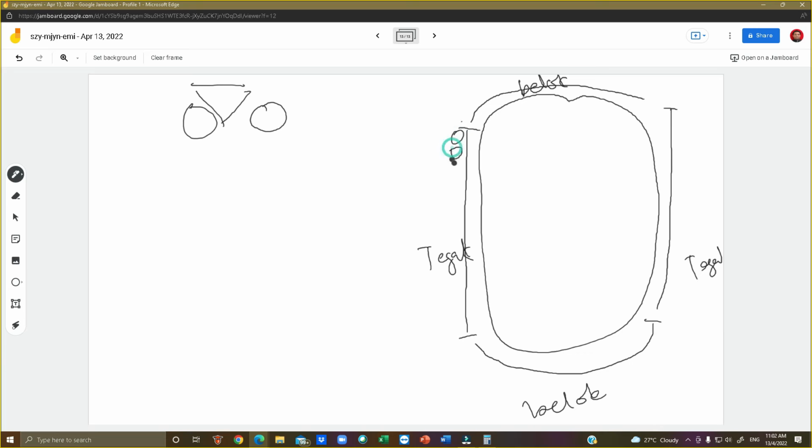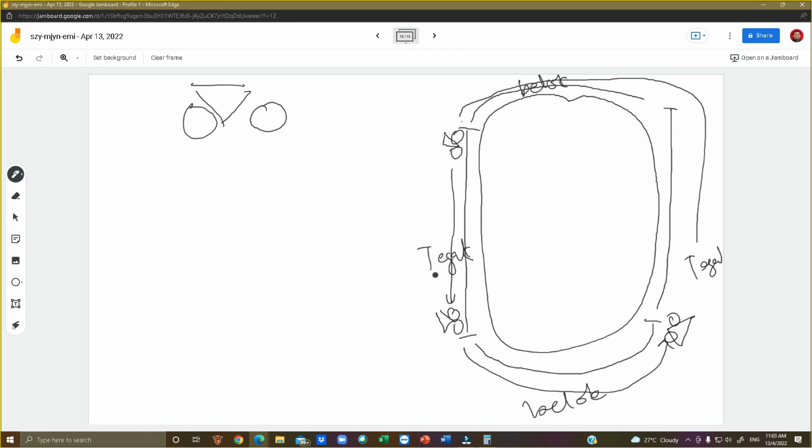Daripada sini basikal, dia bergerak di sini. Daripada sini basikal, dia bergerak pergi sini. Is it linear or angular? Does this bike move linearly or angularly?